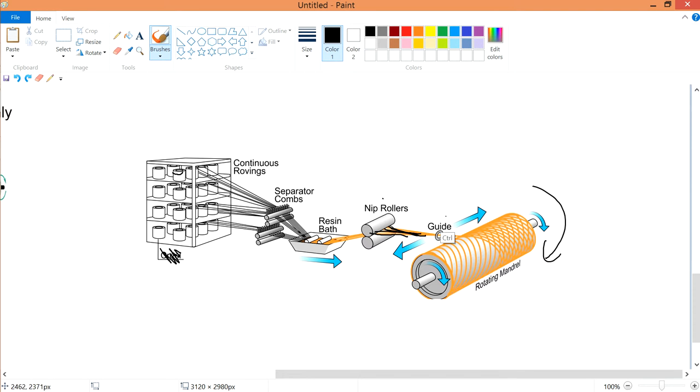While you rotate, this guide will guide the material to wherever it needs to go. So it's more of a computerized system. The nip rollers and the guide, I believe, are a computerized system where you move here or move here, depending on how you want to move. So it's more on the computer side.